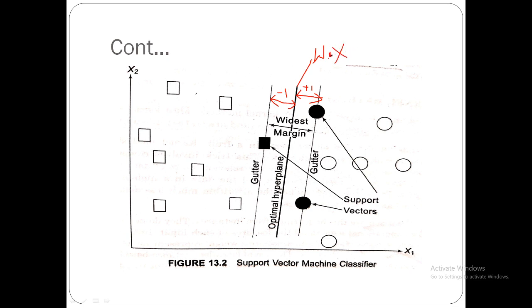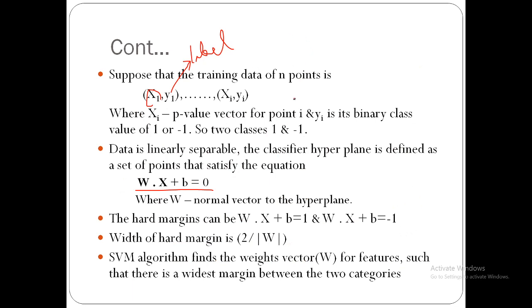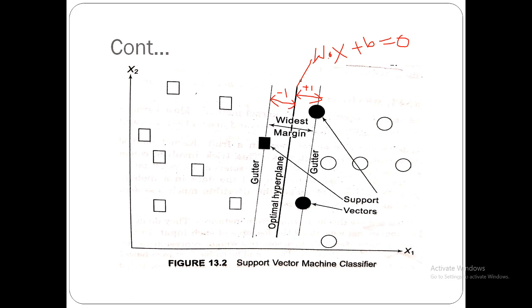This is the multiplication symbol. w·x plus b is equal to 0. This is for the hyperplane. What is the w? W is a weight vector, the normal vector to the hyperplane. Alright, w is a weight vector.